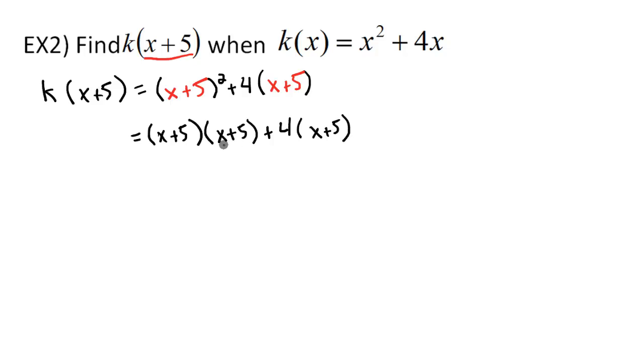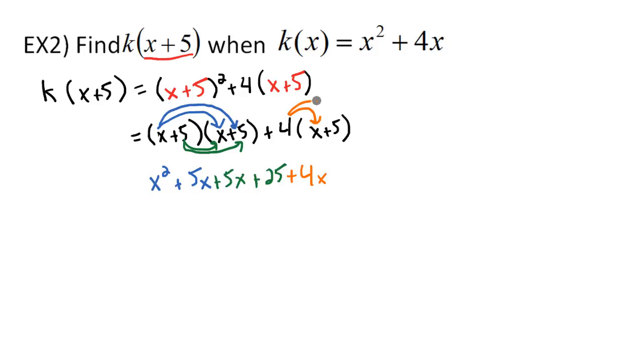Okay, now let's just multiply everything out. I'll start off by doing distribution here. So that's going to be x times x, which is x squared, and then x times that 5, which would be 5x. Then we could do this 5 times that x, that'll be 5x, and then this 5 times that 5, which will be 25. And then I'll keep going with distribution. We've got plus 4 times this x, which is 4x, and then 4 times this 5, which is 20.